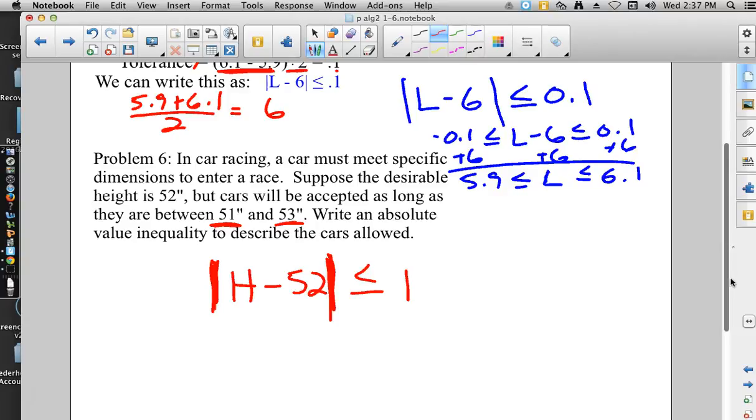So here's what the quality assurance officer does. They come out and they measure the height of the car. And they think, how far off is that from 52? So they're doing a little subtraction. And if that is within 1 inch or exactly 1 inch away from 52, then they're okay. Everything is good to go.